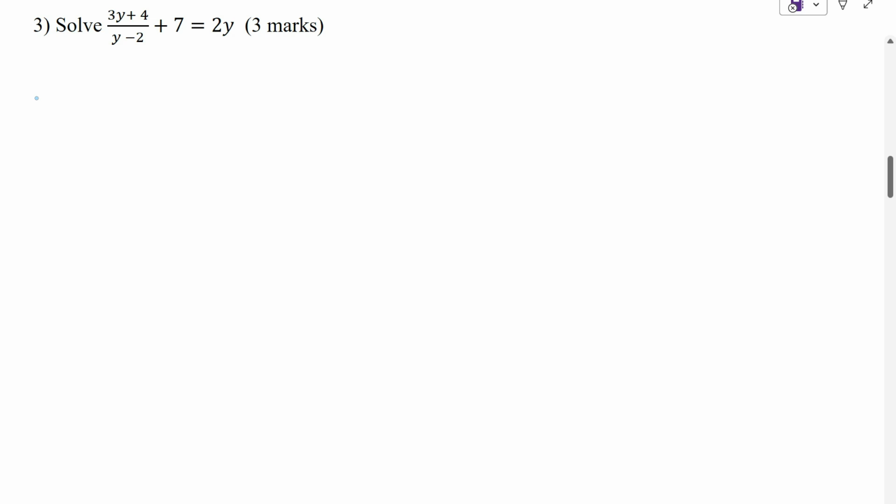Question 3, we need to solve this equation, which means we are finding the values for y. First of all, let's go ahead and make this linear. So let's multiply all of the terms in this equation by y minus 2. So that will get rid of the denominator here. So 3y plus 4 plus 7 multiplied by y minus 2 equals 2y multiplied by y minus 2. Let's expand and simplify.